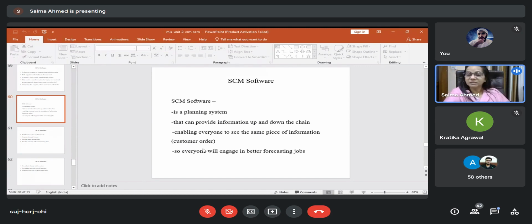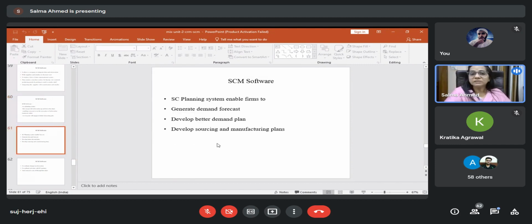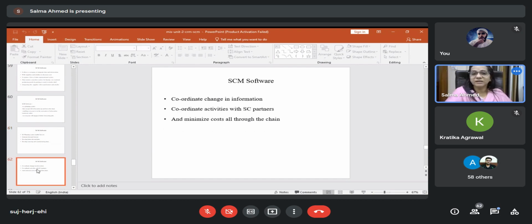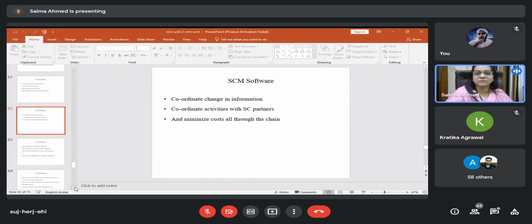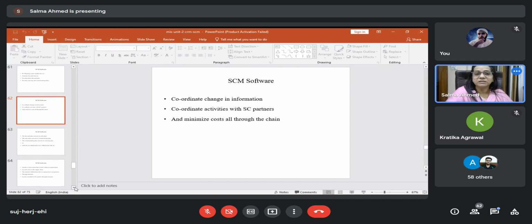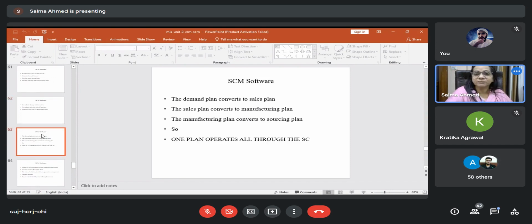So if it was a customer order of 10, that 10 is viewable by the wholesaler, by the stockist, by the manufacturer, everybody. So everyone will engage in better forecast. So a supply chain planning system enables a firm to generate better forecasts, develop better demand plan, develop better sourcing and manufacturing plan, coordinate change in information and supply chain activities with supply chain partners, and minimize cost all through the chain.